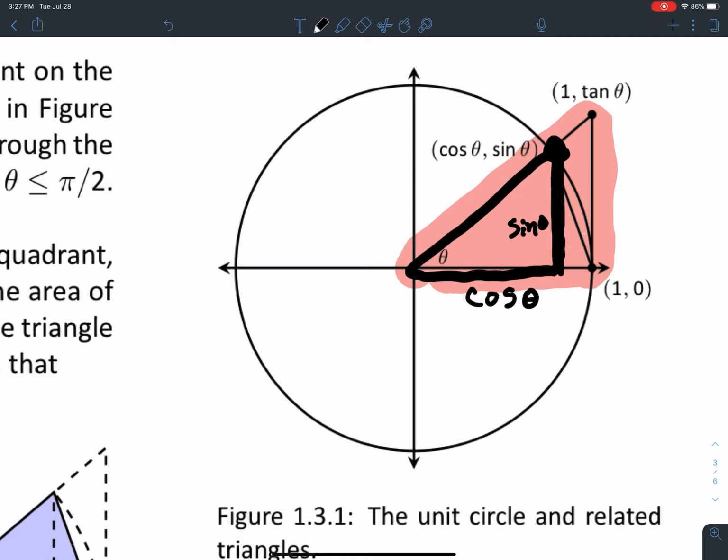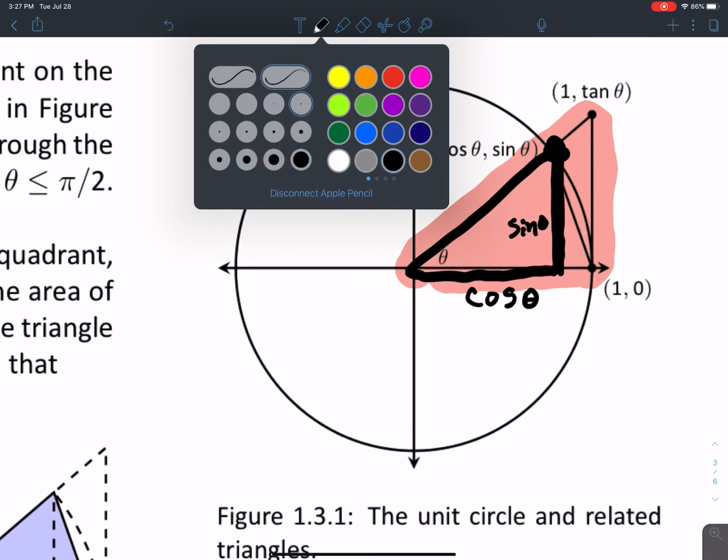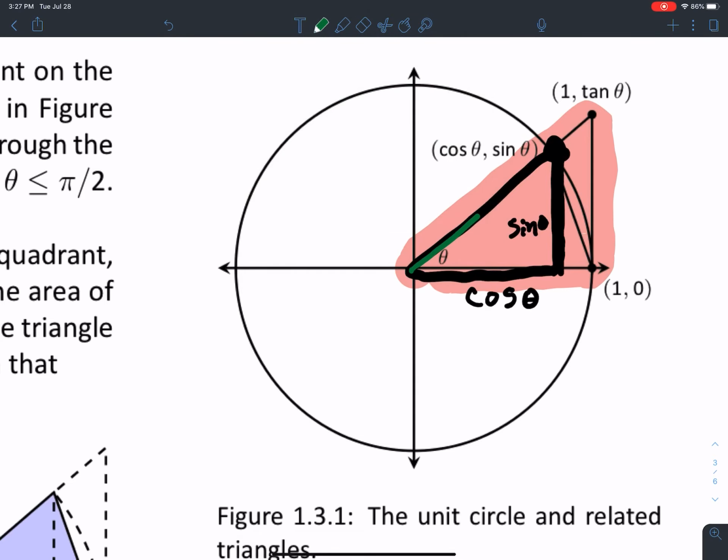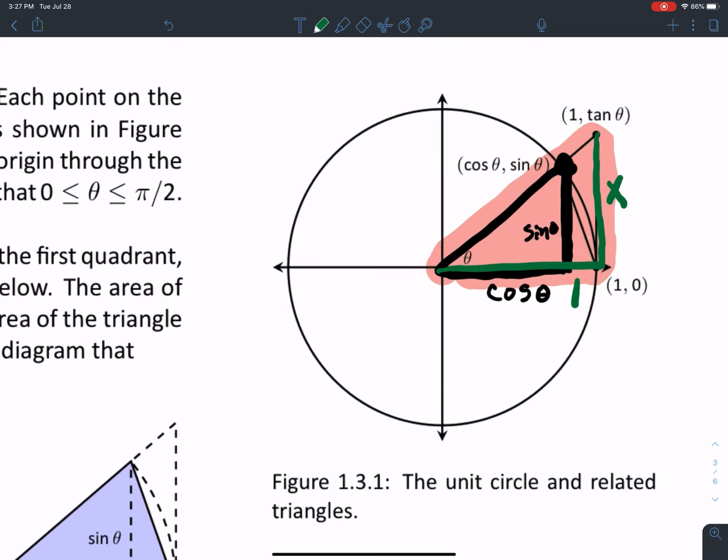Now, what I really want to know is this big triangle right here, right? Well, what else do I know? I know that this is a unit circle, so this side of that triangle is 1, but I don't know what that side is, so I'm just going to call it x. So I'm going to use properties of similar triangles to figure out what x is.